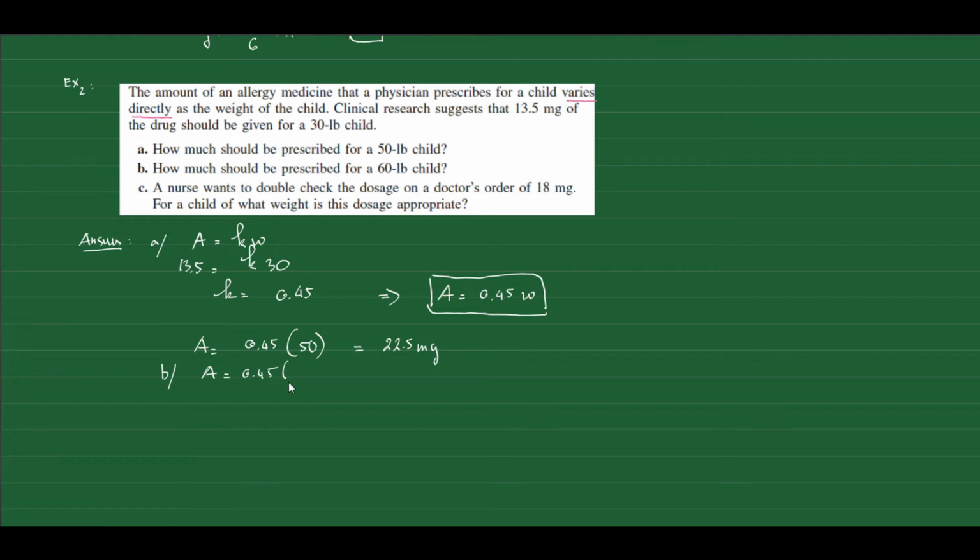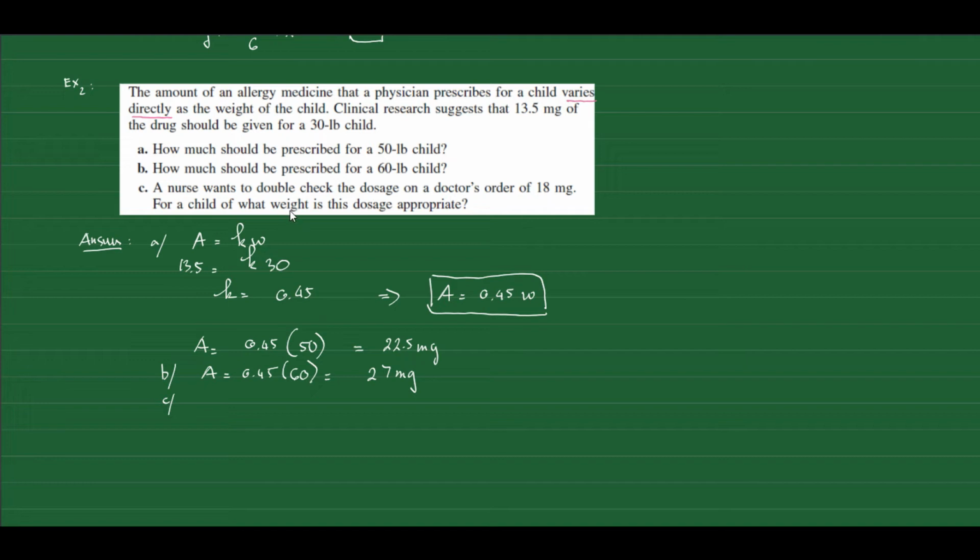149 times 60, which gives you 27 milligrams. Calculator, right. See, here is another one to double check the doses. The doctor's order is for 50 milligrams for a child of what weight?